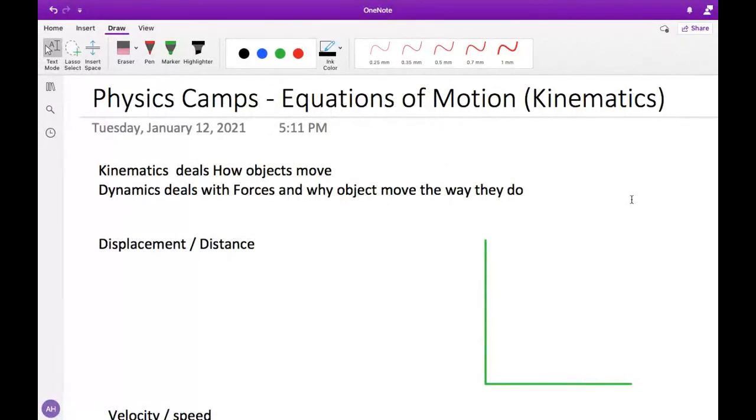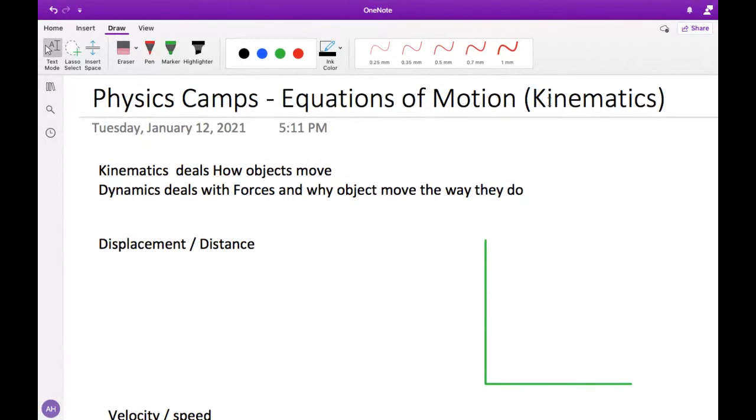Okay, so hope everybody can hear me fine. Hope everybody had a good night and enjoyed their camps yesterday. So today's the last day. And today we'll be going over the equations of motion, also known as kinematics.